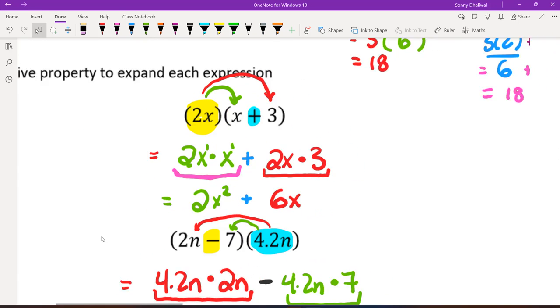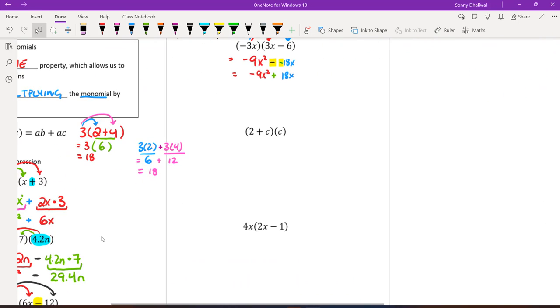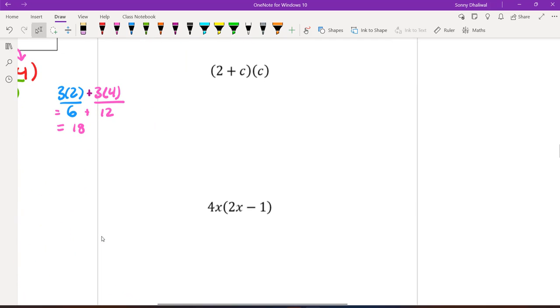So try, is it 2 questions? The next 2 questions on your own. See if you come up with the correct answer. Give you a couple of minutes here.